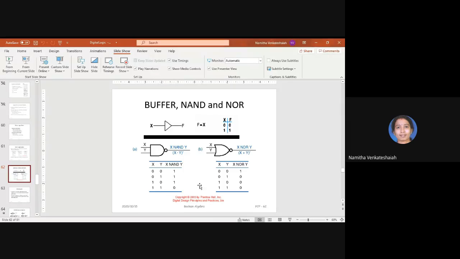1 1 is 1, complemented to 0. And similarly for xy, 0 plus 0 is 0. In NOR gate, there is a bubble, so it is getting complemented. Similarly 0 or 1 is 1, so it is getting complemented to 0. 1 plus 0 is also 1, complemented to 0. 1 plus 1 is also 1, and it is complemented to 0. This is the truth table for buffer, NAND gate and NOR gate.